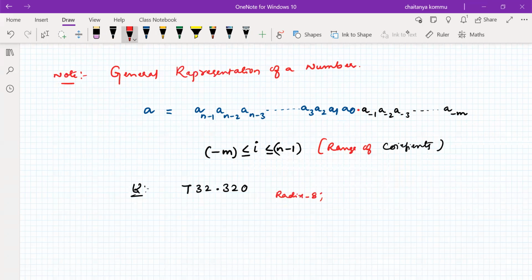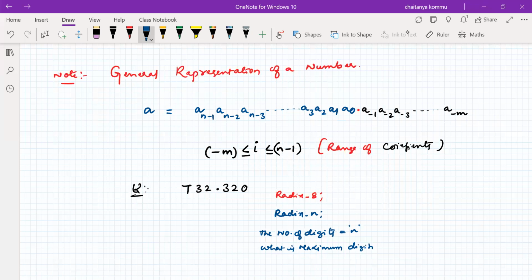It is very important to note one point here. If I'm writing radix n, how many digits are there in this one? The number of digits is equal to n. There is no doubt. But what is the maximum digit?